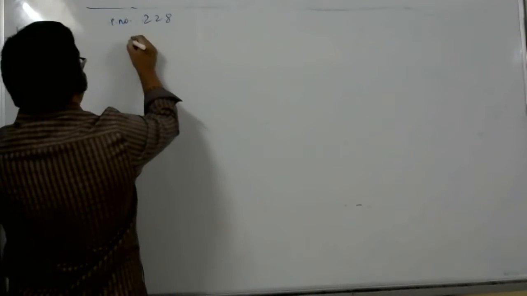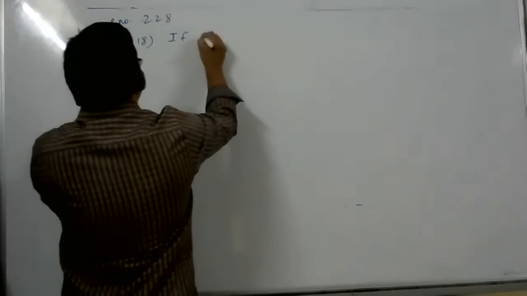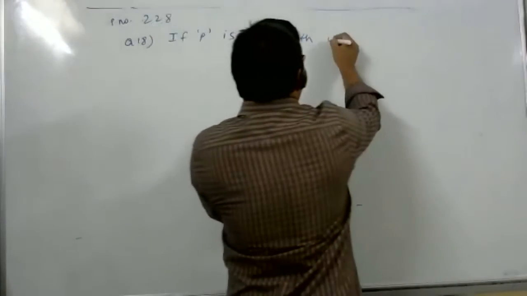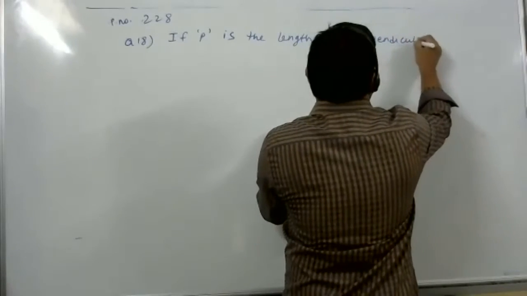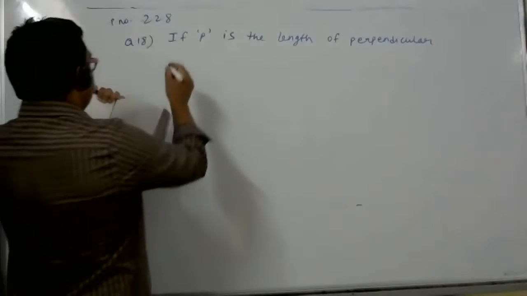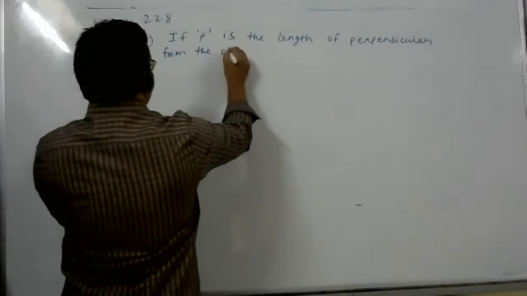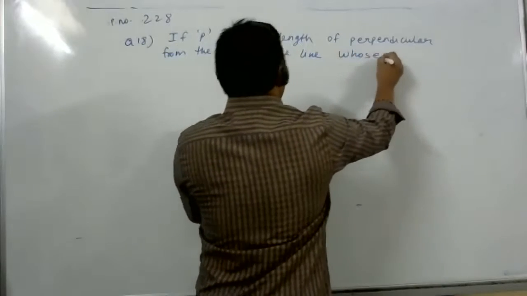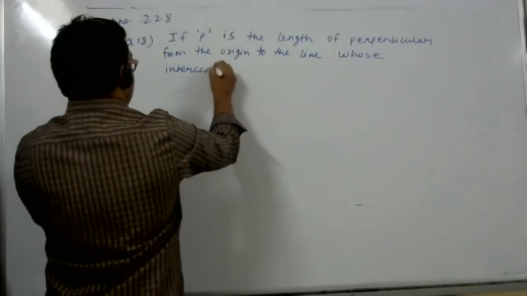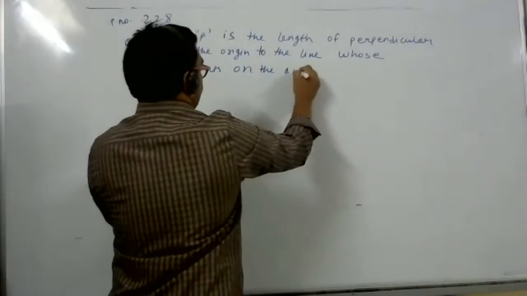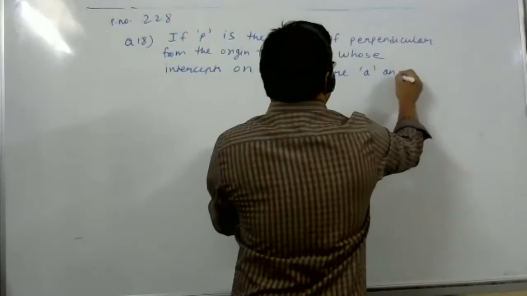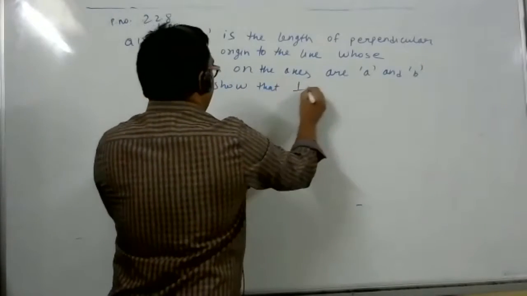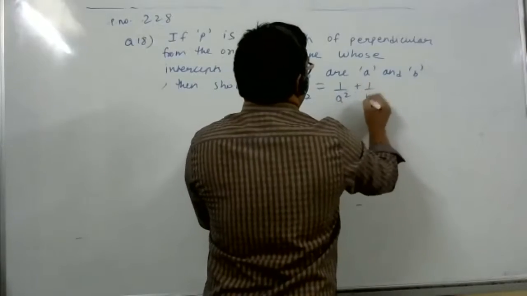Question number 18 we will do. Write down: if P is the length of the perpendicular from the origin to the line whose intercepts on the axes are A and B, then prove that 1 by P square is equal to 1 by A square plus 1 by B square.